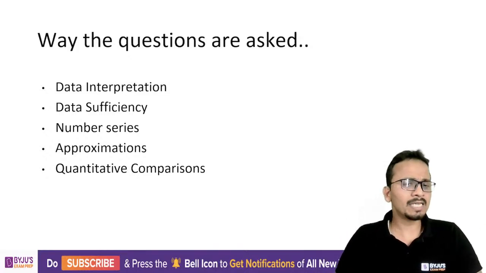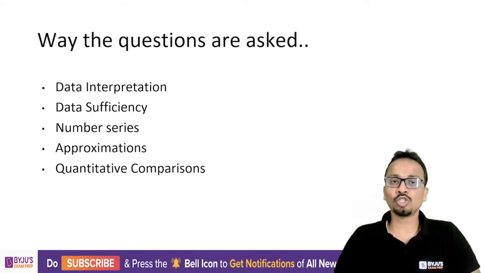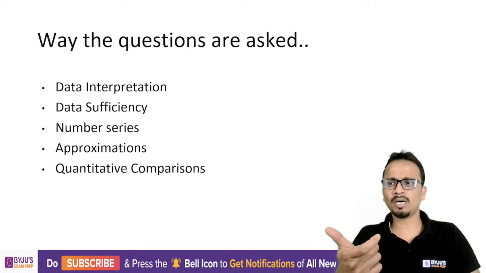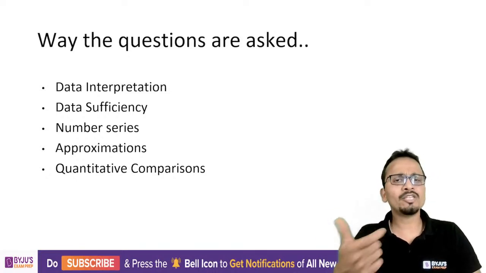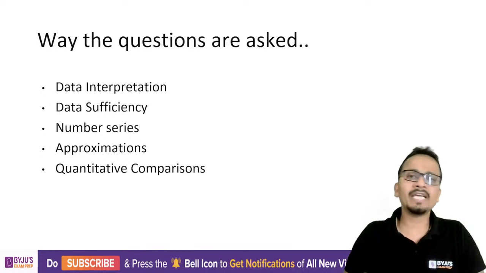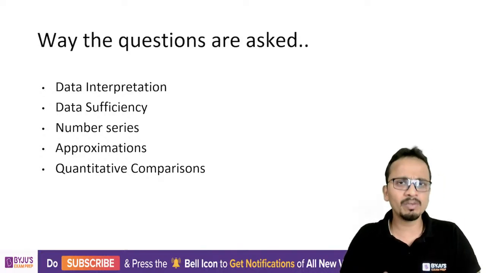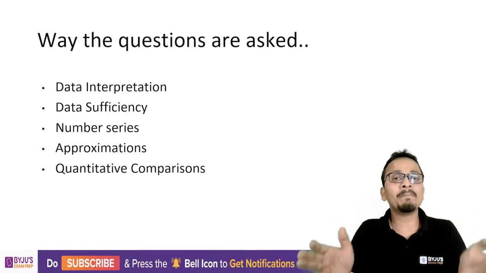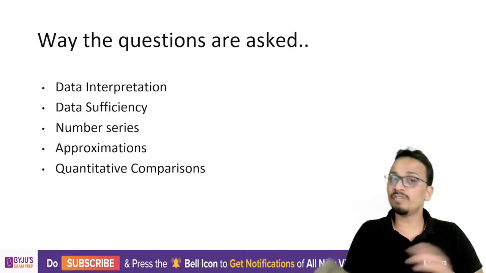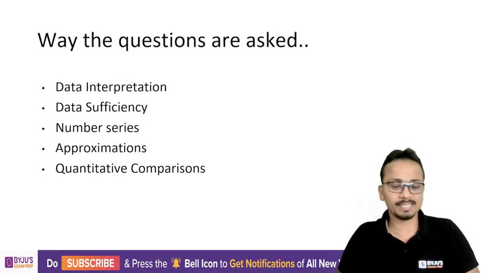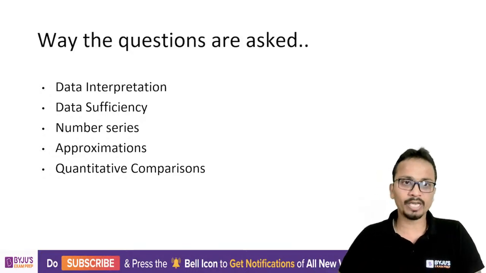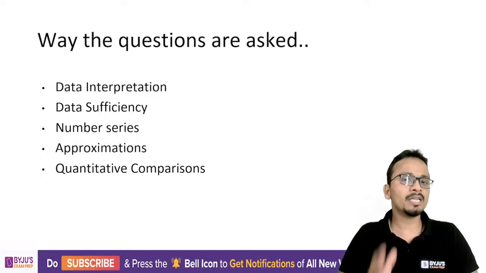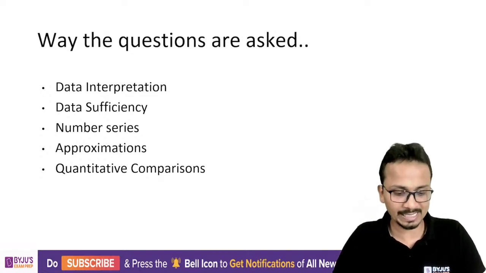Last thing is quantitative comparisons. You will be given two different variables, and based on these variables, some data or some equations will be given, and you will have to find the values of these variables and compare them as to which one is lesser and which one is greater. So these are the different ways in which questions may be asked in the QA section of the MHCT examination.